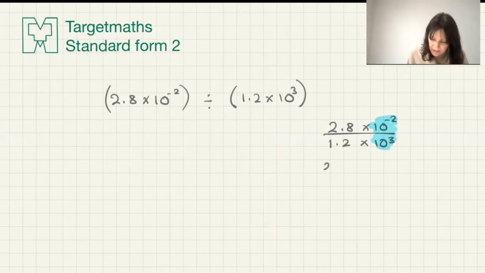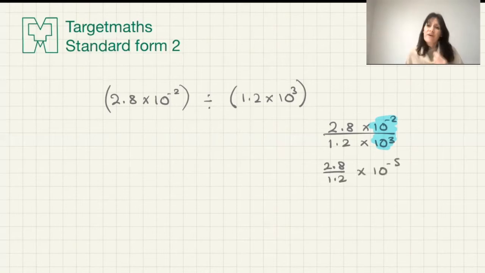So then that would give me 2.8 over 1.2 times 10 to the, and now minus 2 minus 3 is minus 5. So when you've got a divide powers question, you take the powers. Minus 2 minus 3 is minus 5. So now all I've got to do is work out the last bit. 2.8 divided by 1.2 is 2.3. It's actually 2.33, and it is recurring.